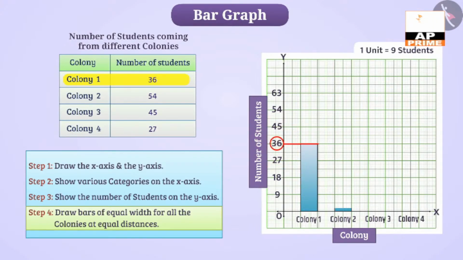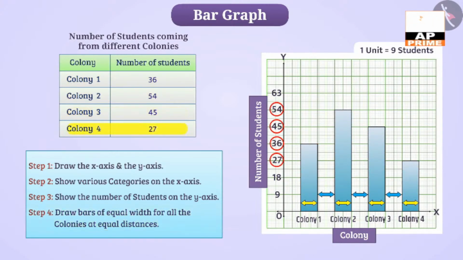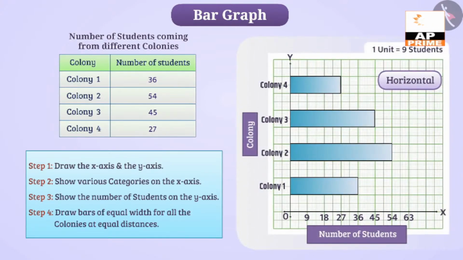In the same way, we will draw bars of equal width for all the colonies at equal distances. Thus, we have drawn the bar graph to show the number of students coming from different colonies in the school. This is a vertical bar graph. We can also draw it horizontally like this.